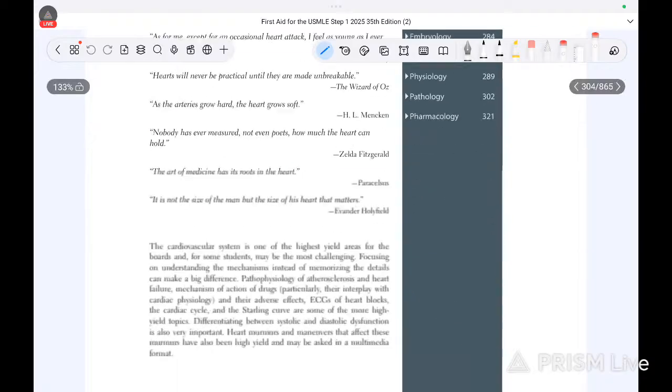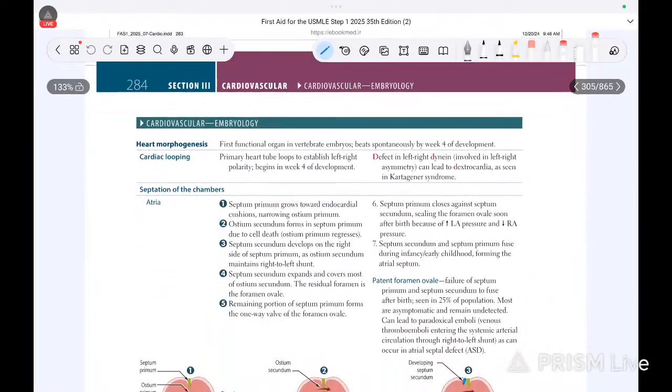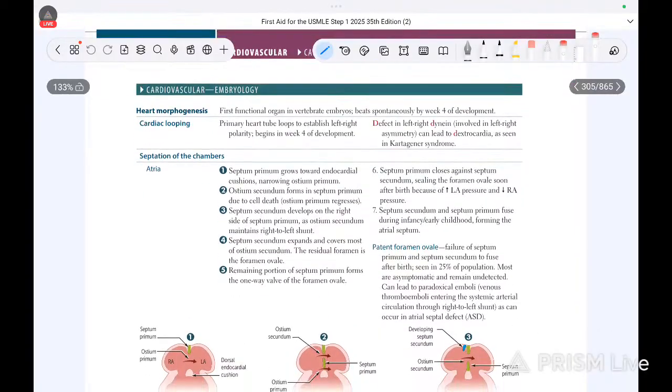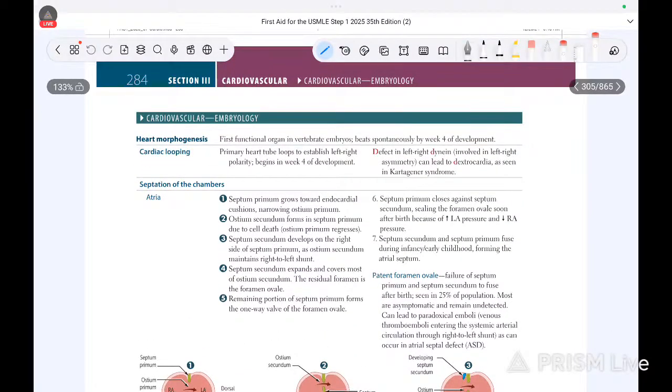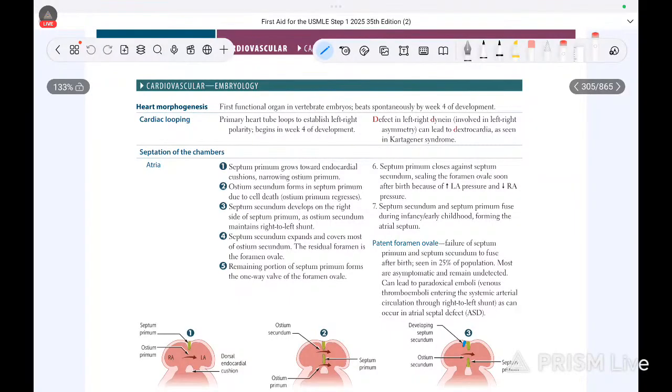Okay, let's start. So first we come to the embryology of the cardiovascular system. We'll look into the heart morphogenesis. It beats spontaneously by week 4 of development. So what happens during the development of the heart? First there is cardiac looping. The heart tube loops to establish left to right polarity, which begins at week 4.